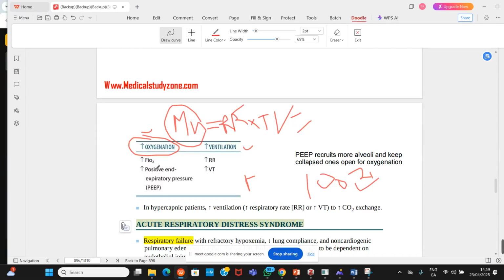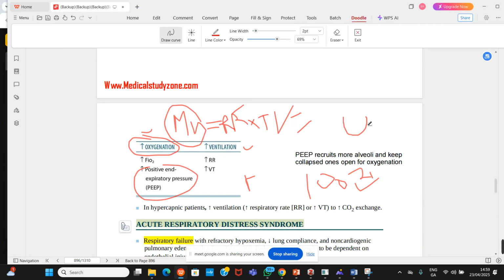Now, if you have adjusted FiO2 to the limit and you don't want to go beyond that, what are you going to adjust? You can adjust your PEEP. And we are going to talk about PEEP shortly. PEEP is just the pressure that is remaining in the alveoli that keeps the alveoli open.